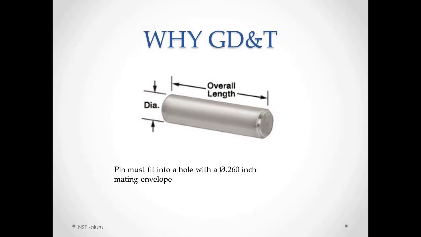Okay, why do we have to use GD&T? Let us see. All the manufacturing industries will be manufacturing mating parts, as you know, holes and shafts. So this is a shaft which has a diametrical measurement as well as the overall length. This is a pin. Actually this pin has to fit into a hole with some mating envelope that has some tolerance.